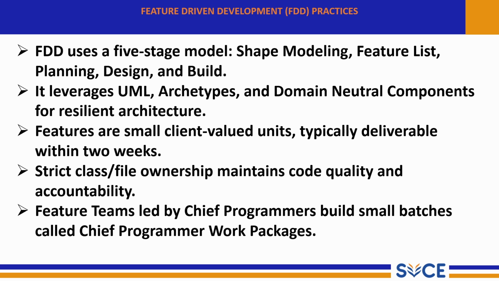Feature teams led by chief programmers build small batches called chief programmer work packages. Development in FDD is done by small feature teams. Each team works under the chief programmer who guides the team and integrates the features. The work assigned to each team is called a work package, making the development organized and efficient.